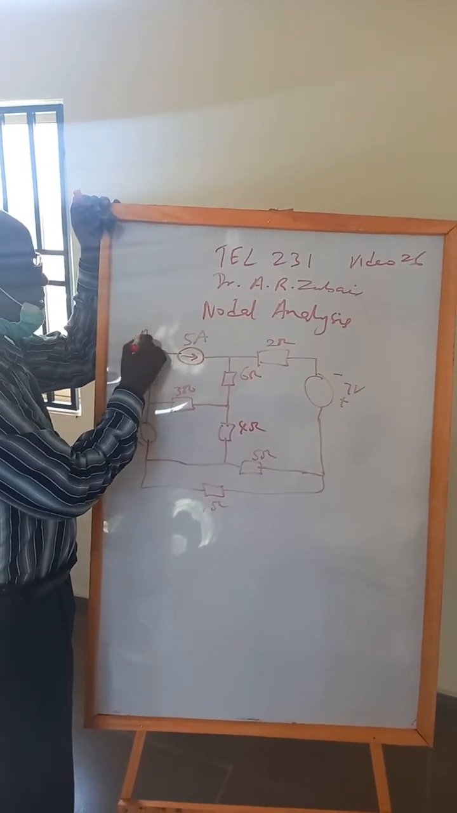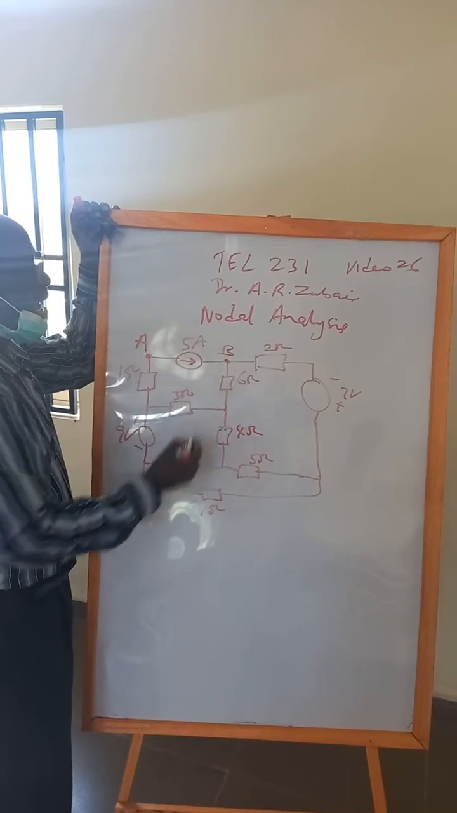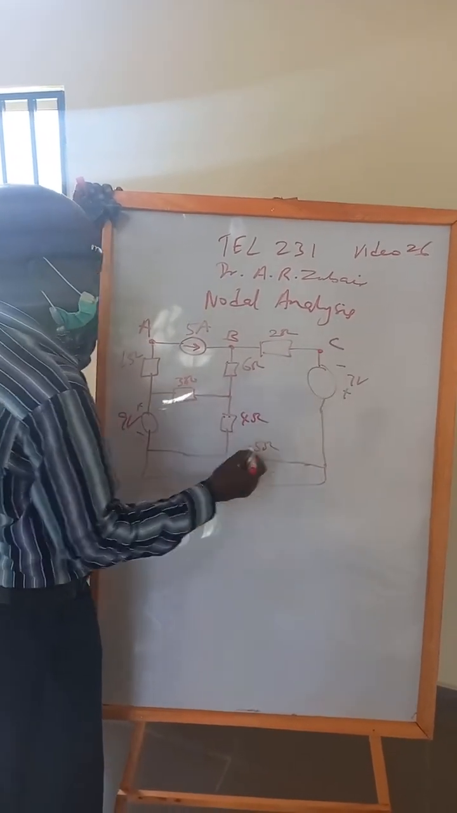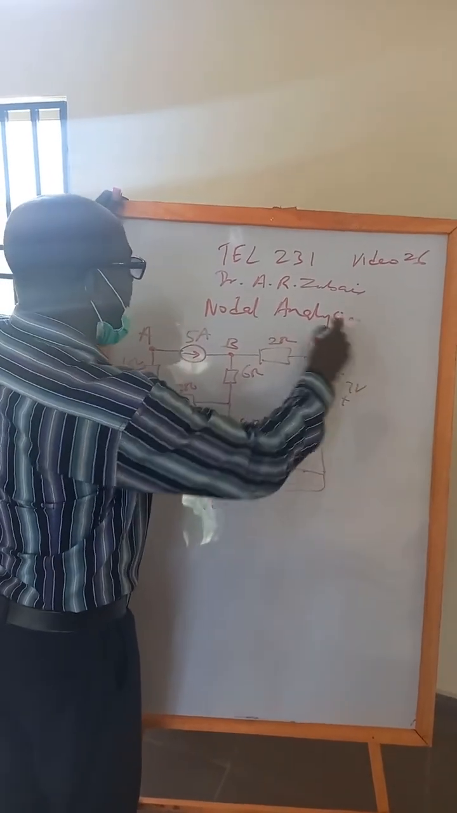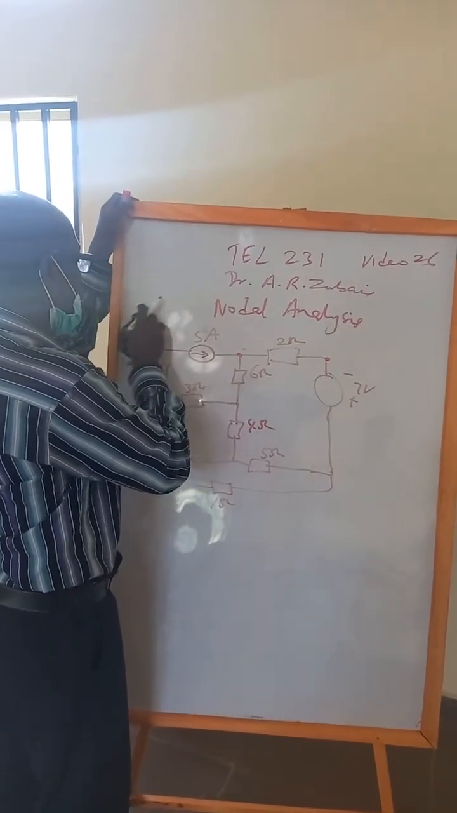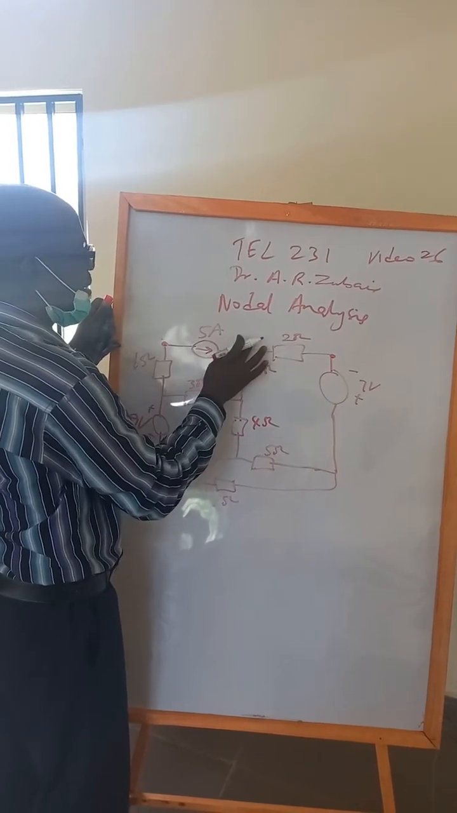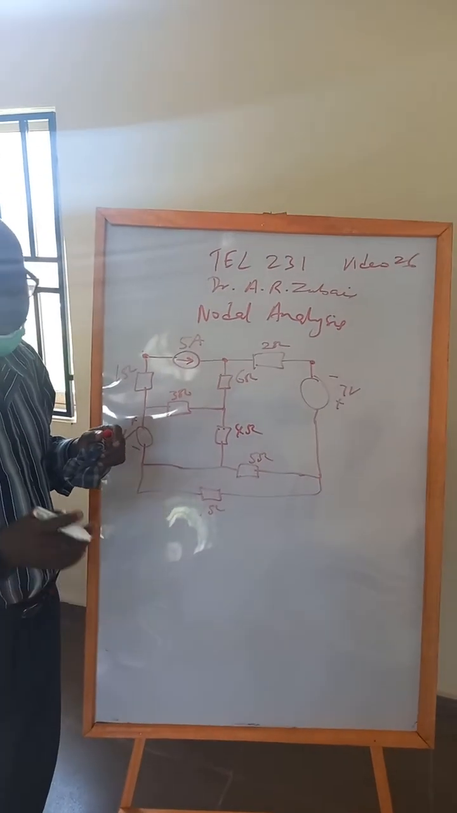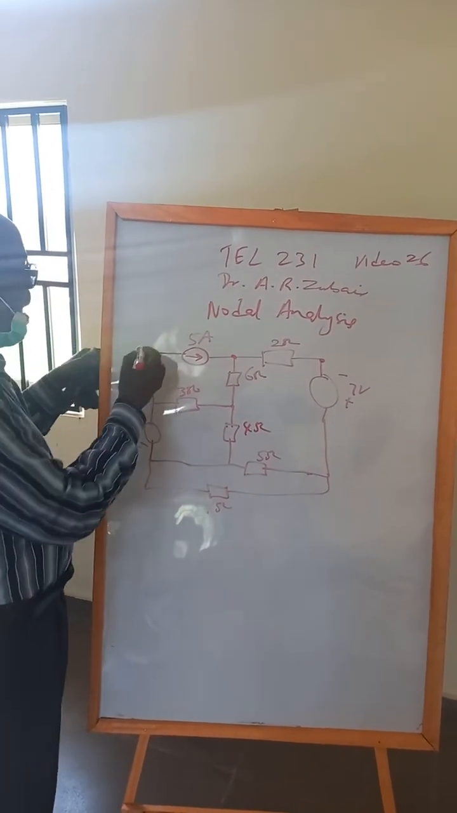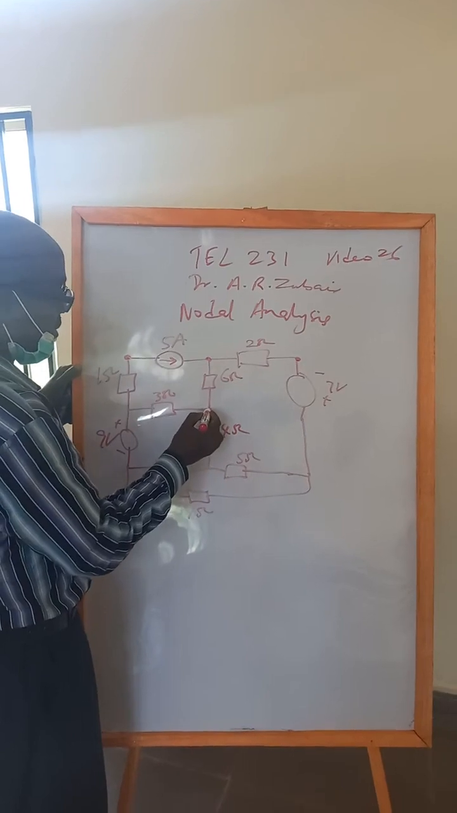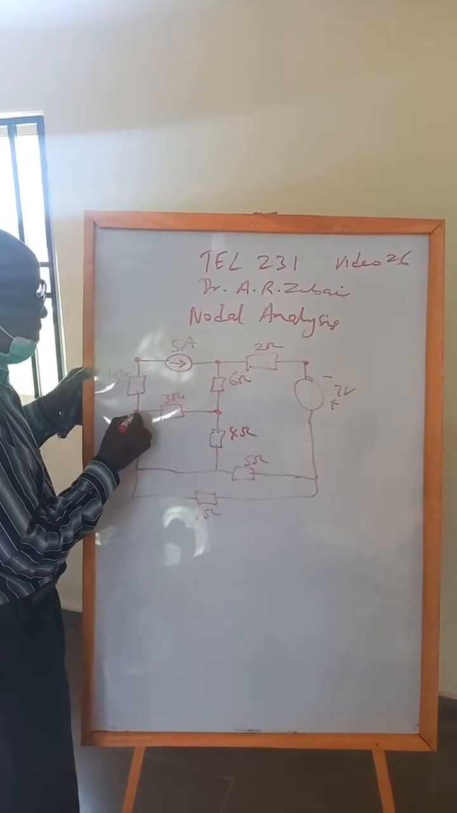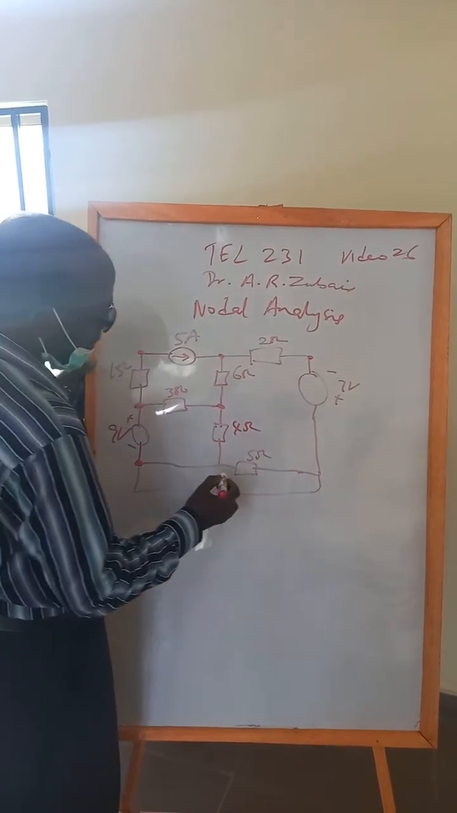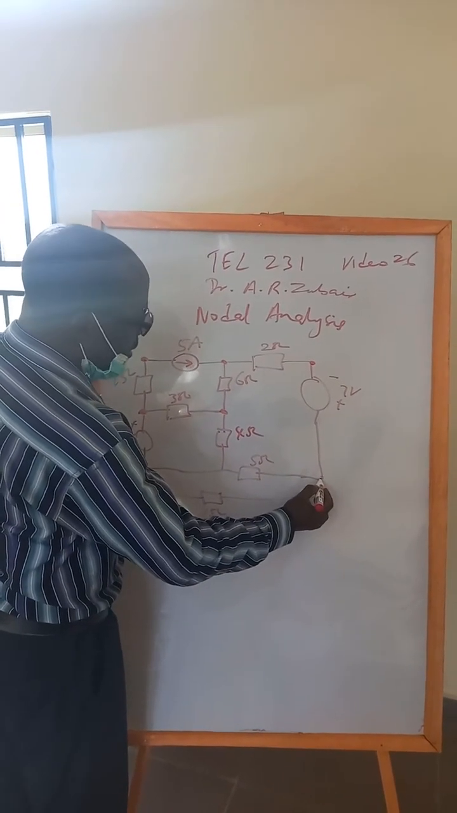This can be 1, this can be another one, and let's label them. Oh, sorry. Let me start again. What we normally do is identify the nodes. That's the first step. So let me identify the nodes. This is a node. This is another node. This is a node. This also is a node.